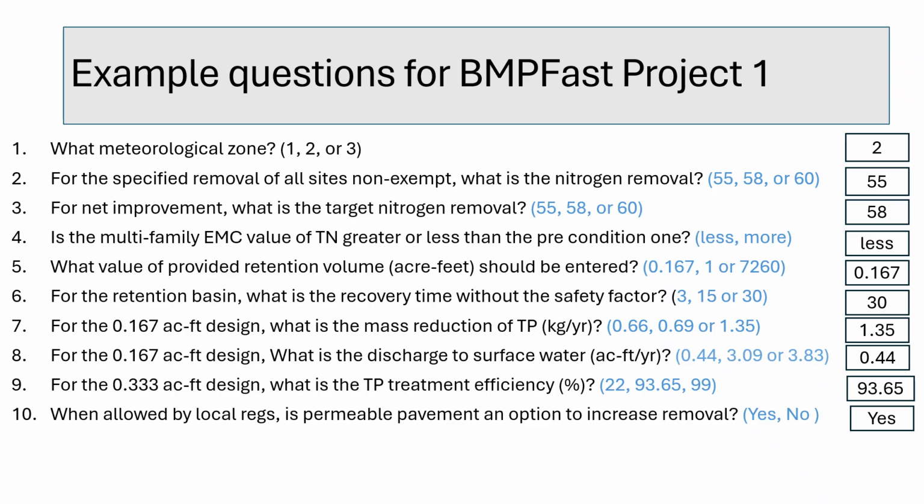For the 0.333 acre-foot design, the total phosphorus treatment efficiency percentage is either 22, 93.65, or 99. The correct answer is 93.65%.